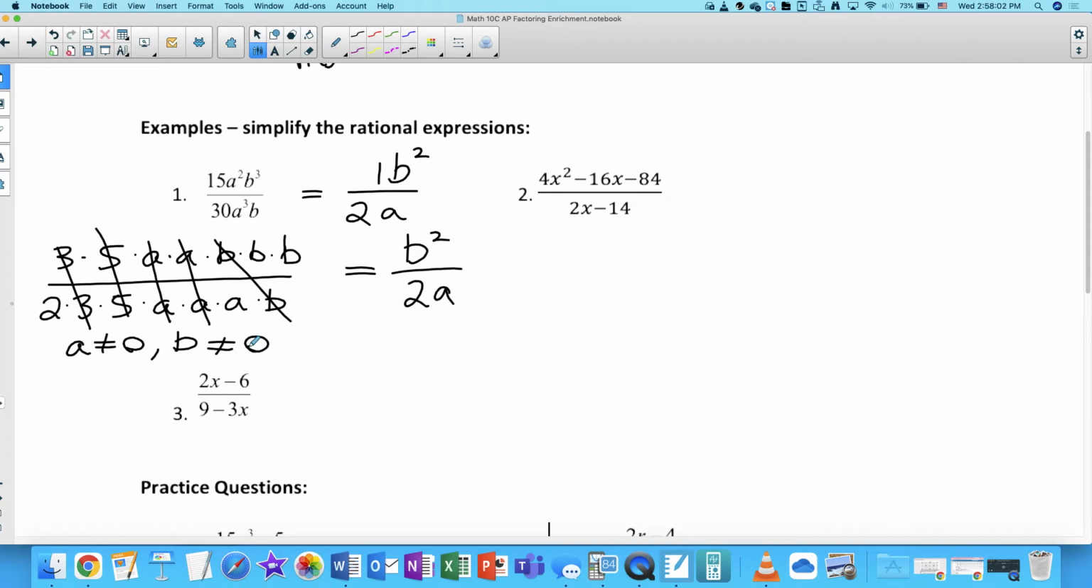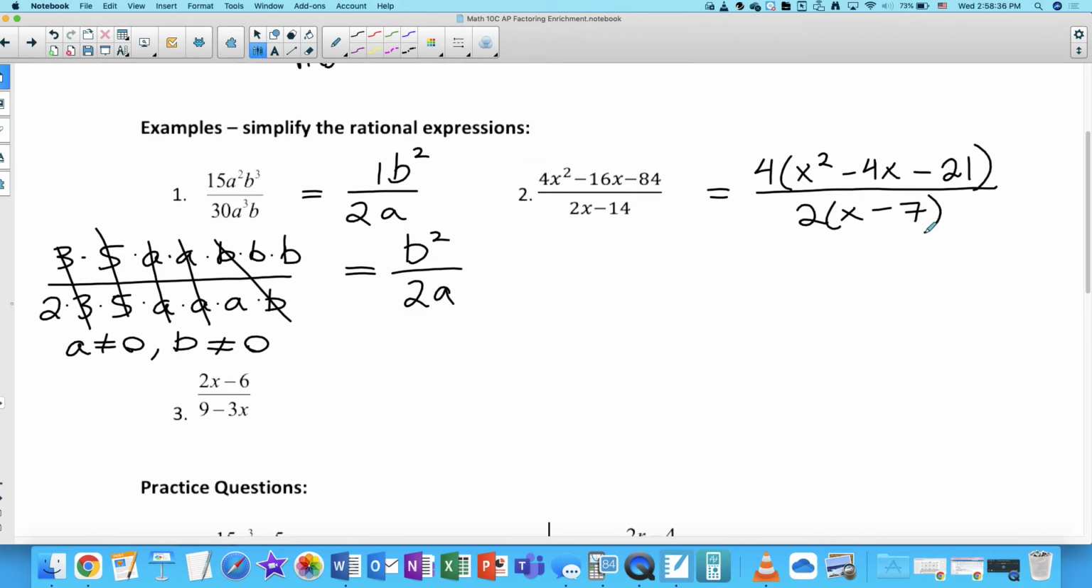So there's quite a bit of factoring to do here. In the numerator, we have a trinomial. So how can we factor this? Yeah, there is a common factor 4. So I'm going to take that out first. And then in the denominator, there's a GCF of 2. Okay. Am I done yet?